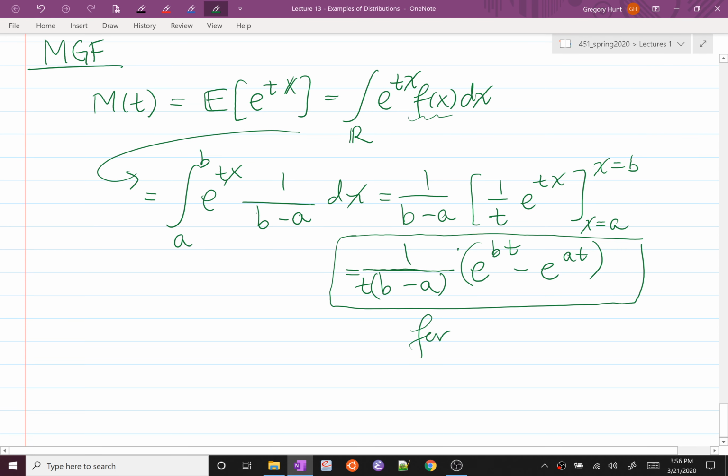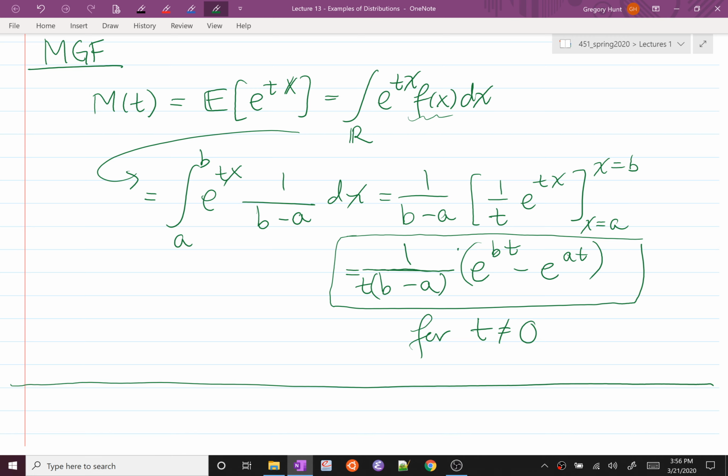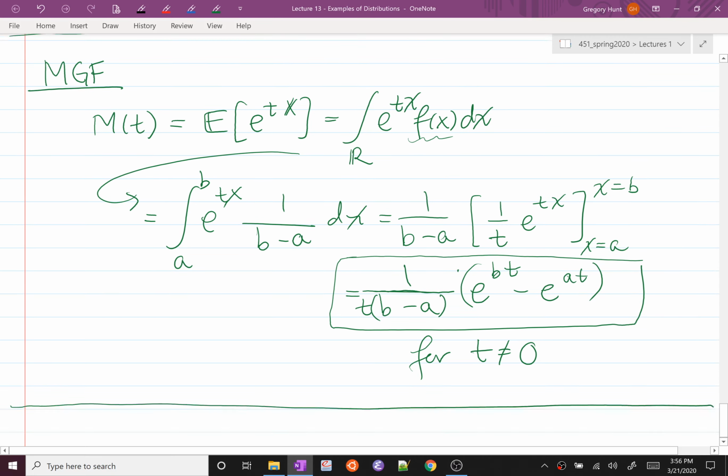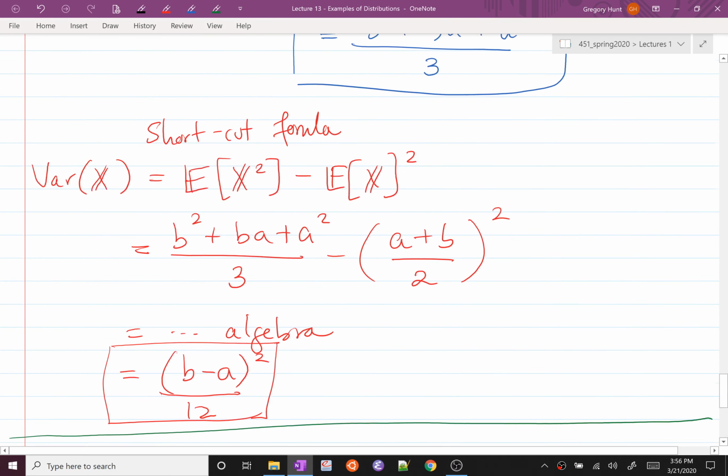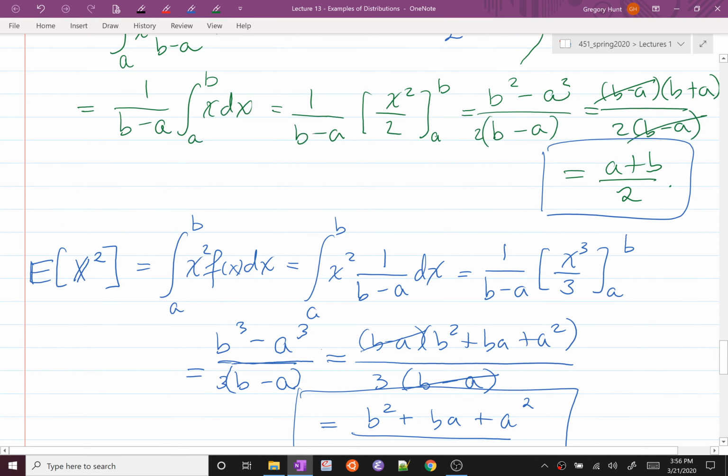And this is valid as long as t is not equal to 0. If t is equal to 0, we're going to run into a problem here. Okay. So that's the continuous uniform distribution, and it shares many of the properties of the discrete uniform distribution, in the character of how we see the various forms. Nothing that you particularly need to memorize.